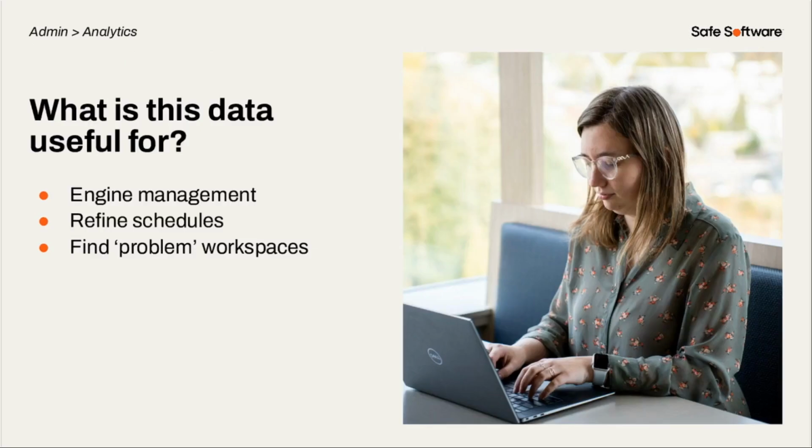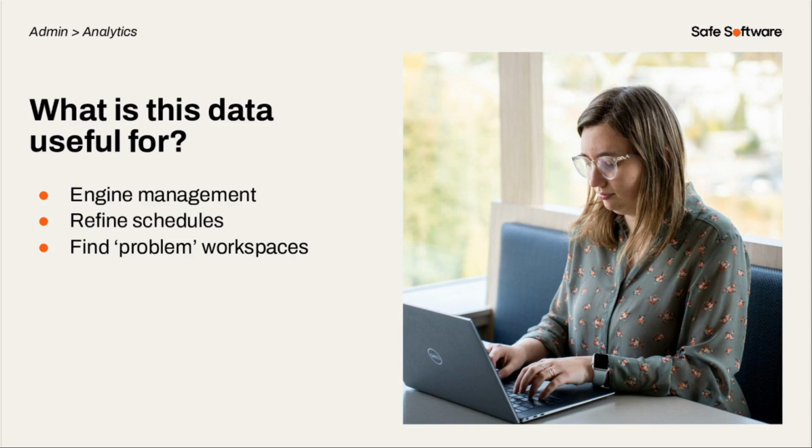So what do we use this data for? For engine management. So is there too much load on a certain queue or engine? Might need to refine queues or engine assignment rules, or perhaps you could use active hours to push non-critical jobs that get submitted to an after hours queue. You could use this information to refine schedules. So is there too much load at certain times of day due to too many jobs being scheduled at the same time? Can schedules be staggered better? Is there a schedule running more often than it needs to be?